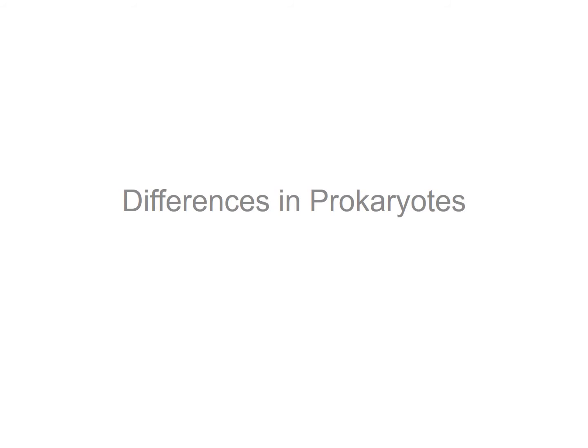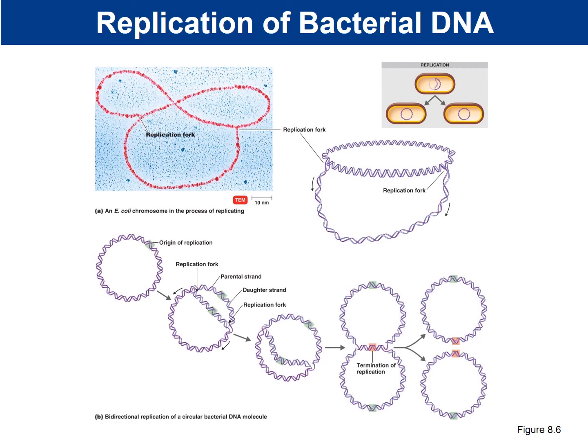Now let's look at some of the differences in prokaryotic cells. Remember that for prokaryotic cells like bacteria, their chromosomes are circular instead of linear like your chromosomes. Because of this difference, the way that bacteria replicate their DNA is a little bit different. You can remember this from when we talked about selective toxicity and that some antibiotics target bacterial replication. One of those ways in which we target bacterial replication, remember, was by inhibiting DNA gyrase.